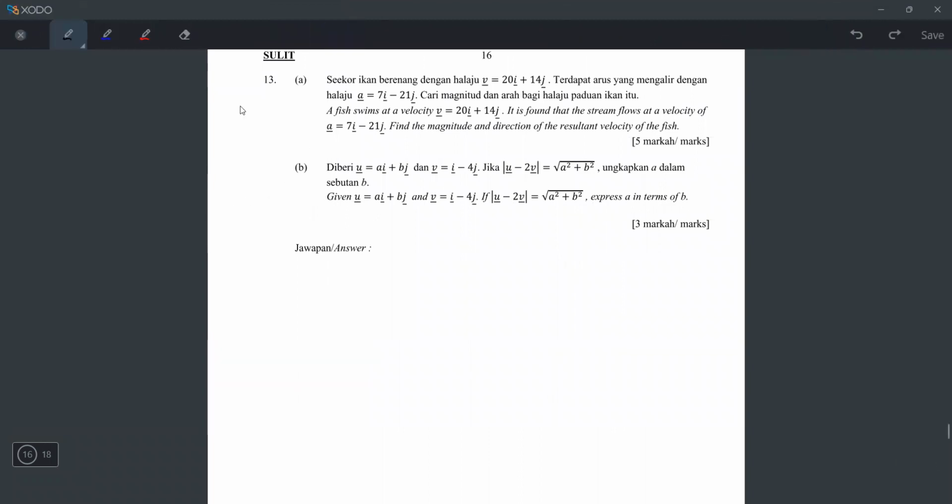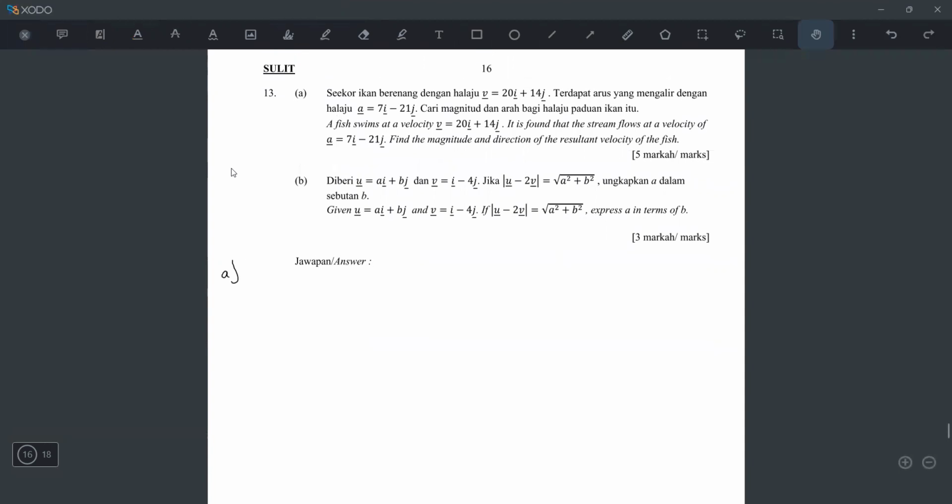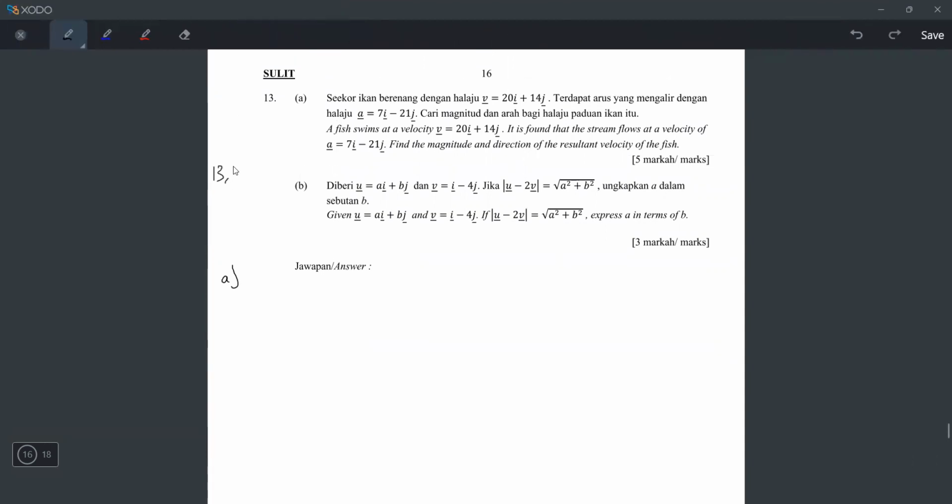Okay, let's go to number 13. So starting from now, we go into section B already. In section B, they will give you 3 questions, the question number 13, number 14, number 15, and you only choose 2 questions to do. But I will do all 3.